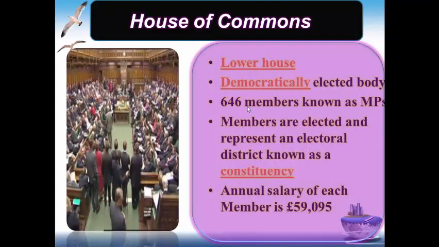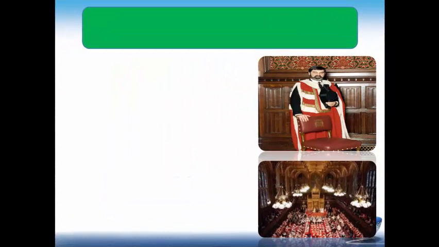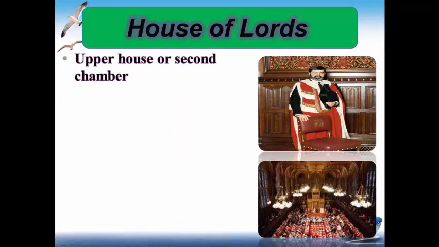There are 2 houses. The House of Commons is a lower house, a democratically elected body, with 646 members. These members are elected and represent the electoral district known as a constituency, and the annual salary of each member is £59,000.